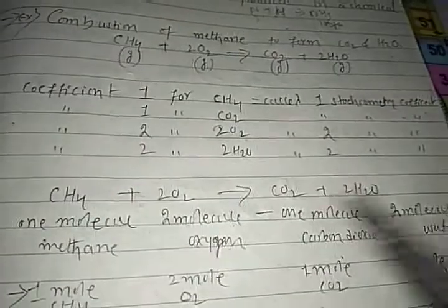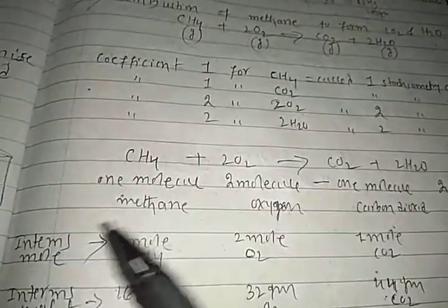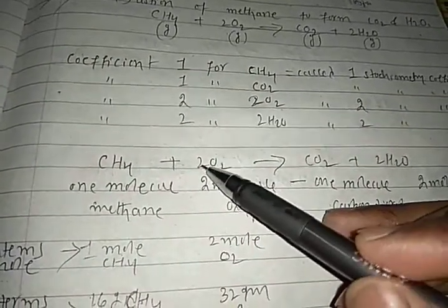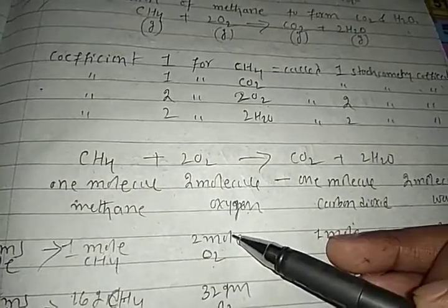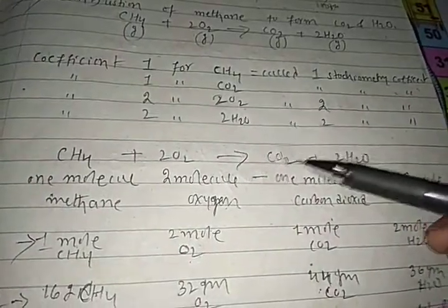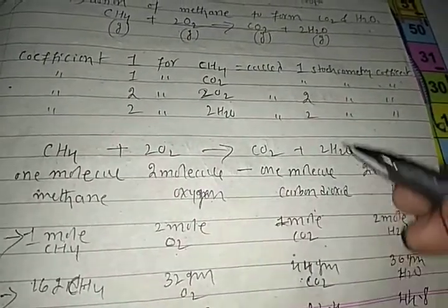So this can be converted in terms of moles. In terms of moles, 1 mole of methane reacts with 2 moles of oxygen, the coefficient 2 being taken as 2 moles of oxygen. And the stoichiometric coefficient 1 means 1 mole of carbon dioxide and 2 moles of water molecules.